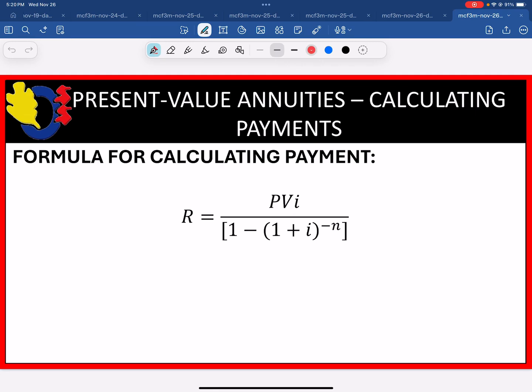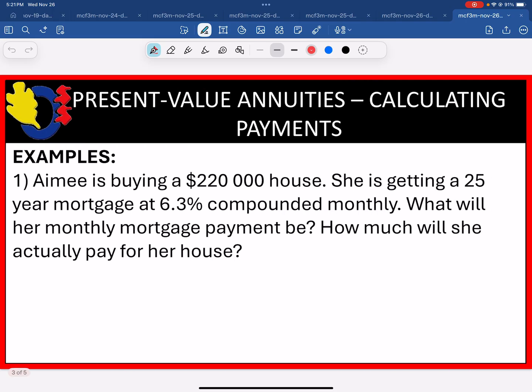Hi everyone, today we're going to be continuing our lesson with annuities, and this time we're going to be looking at the regular payment. So this is just the other formula that we looked at yesterday rearranged. So R is equal to PV times I all over 1 subtract 1 plus I to the exponent negative n. All right, let's take a look at a couple quick examples here.